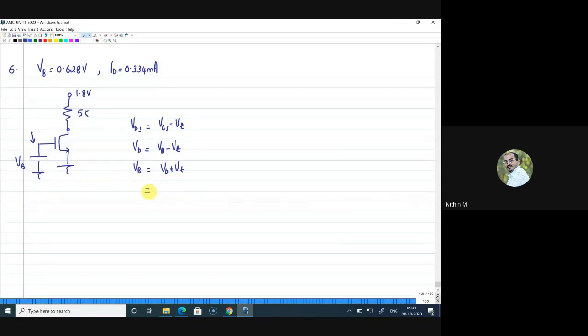Yes, 0.62. Yes, Jessica, the answer is right. To write VD, I can write VD as 1.8 minus 5K into ID. That is VD plus VT, so this is VB. Now you can substitute this in the drain current equation: ID equals half mu Cox W by L, times VGS minus VT, which is VB minus VT, the whole square. VT is given in the question. The only unknown will be ID. You can find ID and then you can find VB. Answers I have given. Please try this out.